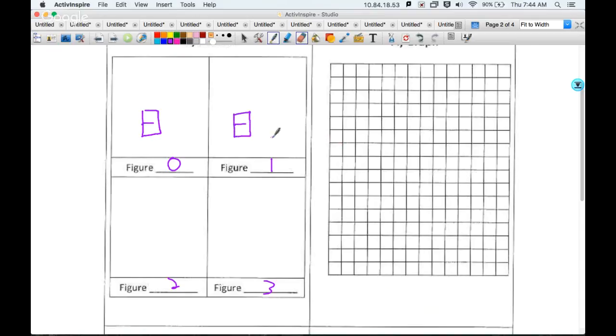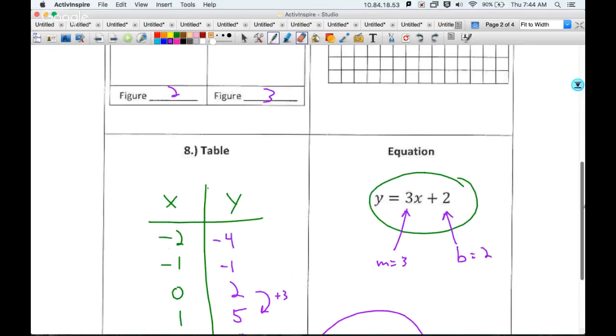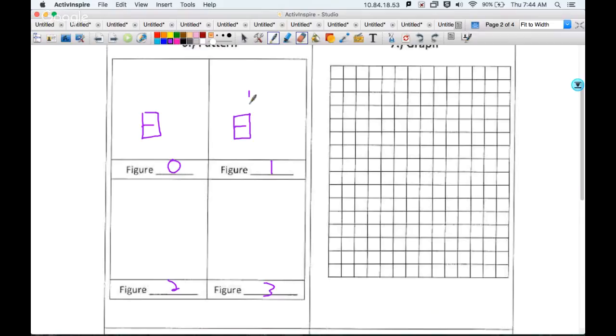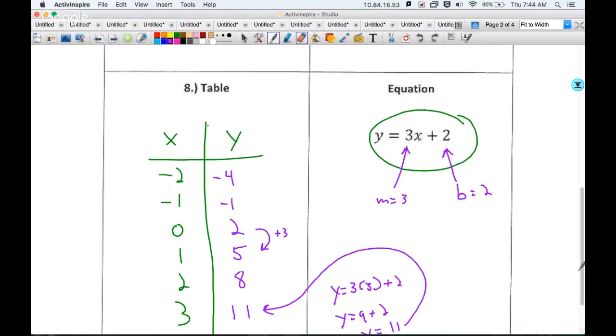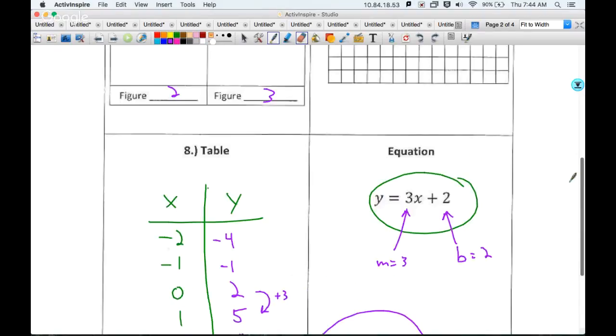And how many boxes am I going to add? Go look at my slope again. It's a 3. I'm going to add 3 boxes. Let's count them up. 1, 2, 3, 4, 5. Is that how many boxes figure 1 should have? Figure 1, 5. Yes. All right, let's just keep that going.